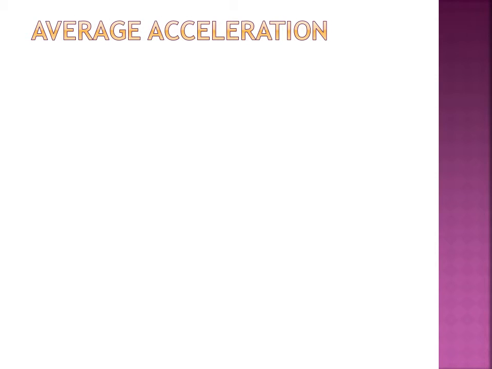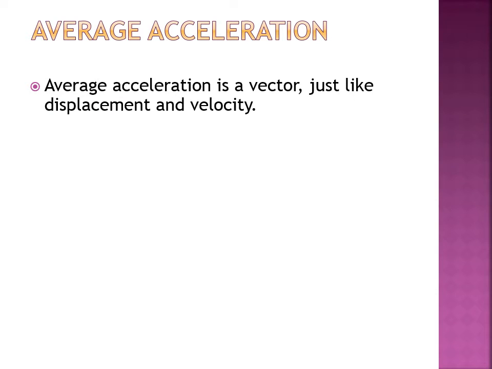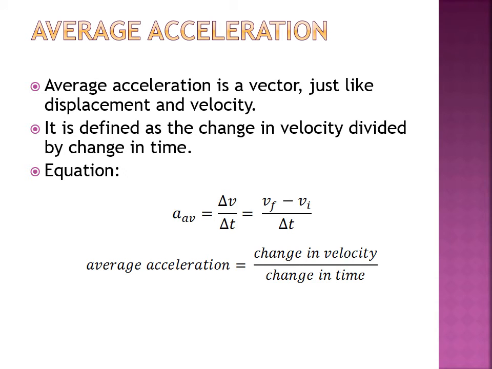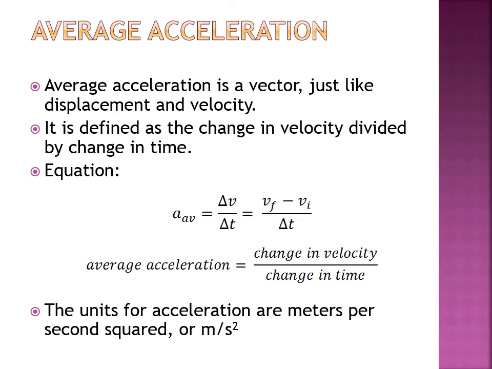Average acceleration is a vector quantity, just like displacement and velocity. This means it has direction and magnitude. It's defined as the change of velocity divided by the change in time. So that would be delta V over delta T, or VF minus VI over T. Or if you like words, average acceleration equals change of velocity divided by the change in time. And the units for acceleration are meters per second squared, or meters per second per second.